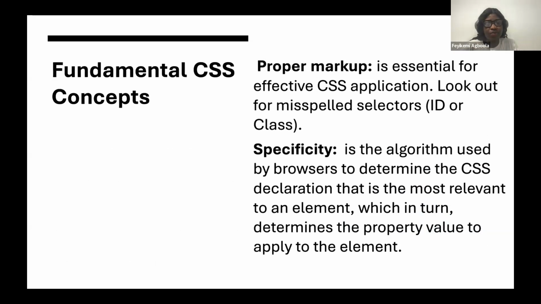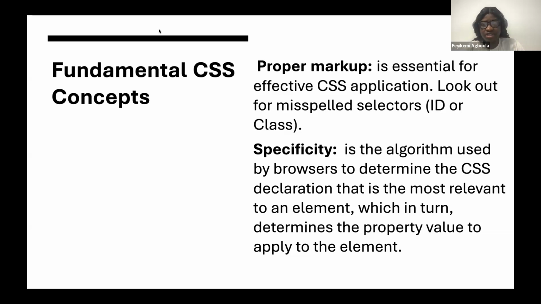Moving on, we have some fundamental concepts to keep in mind when we are debugging, right? These fundamental concepts are the foundations that all web developers should have. So I think the first one is proper markup. I put in here that proper markup is essential for effective CSS application. So when I'm debugging, I look out for things like misspelled selectors. So if I have a class name in my HTML, I want to make sure it matches the same name in my CSS file.